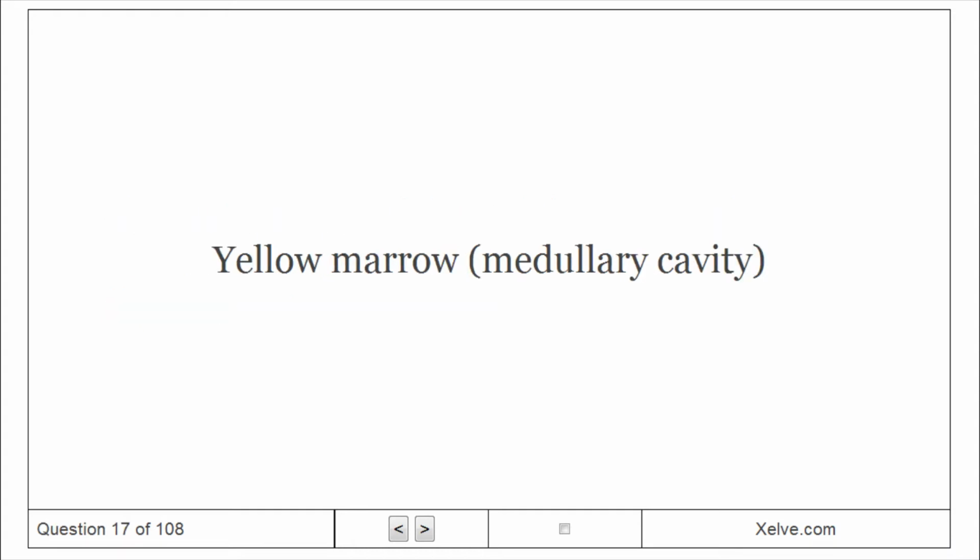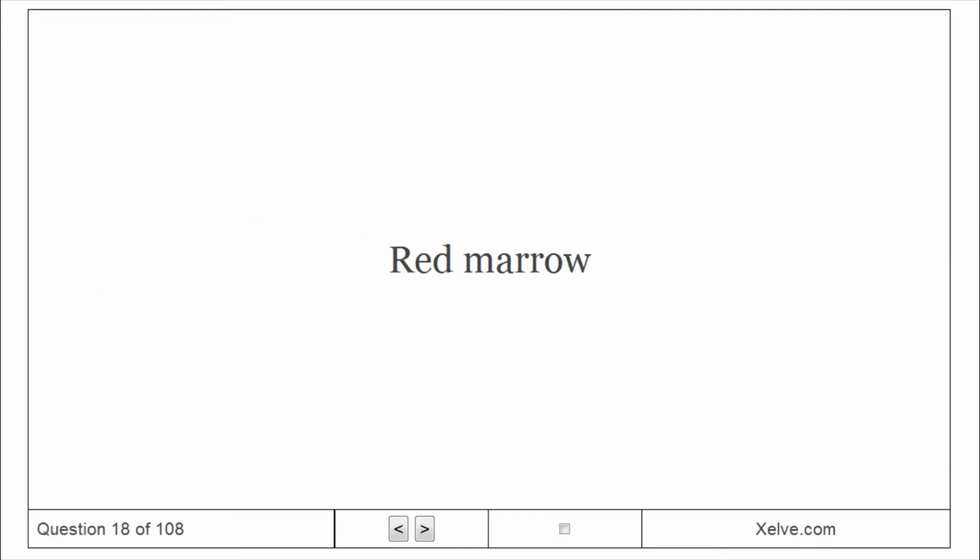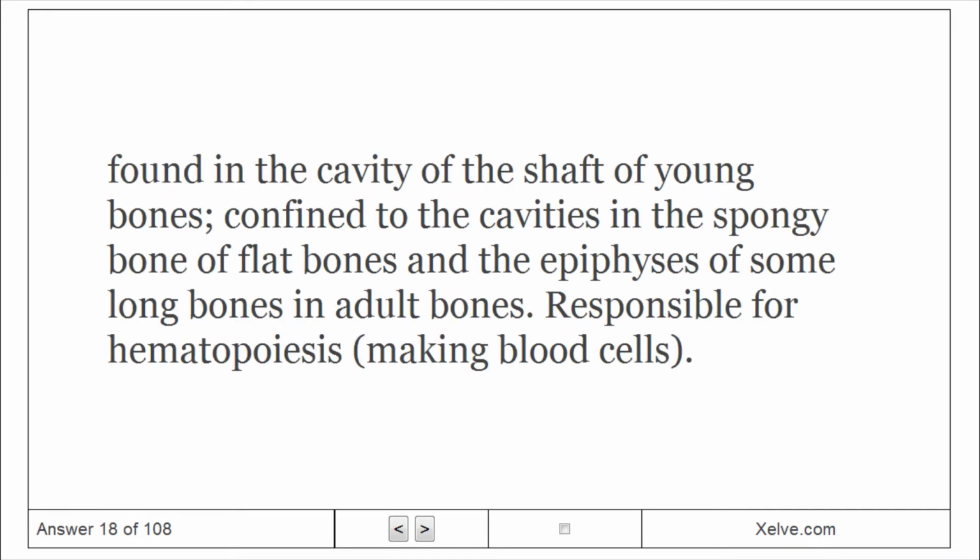Yellow marrow, medullary cavity: the cavity of the shaft, a storage area for adipose tissue in adults. Red marrow: found in the cavity of the shaft of young bones, confined to the cavities in the spongy bone of flat bones and the epiphyses of some long bones in adults. It is responsible for hematopoiesis, making blood cells.